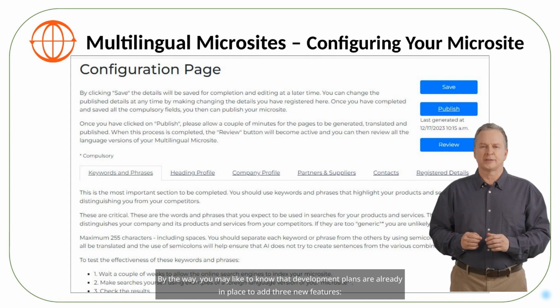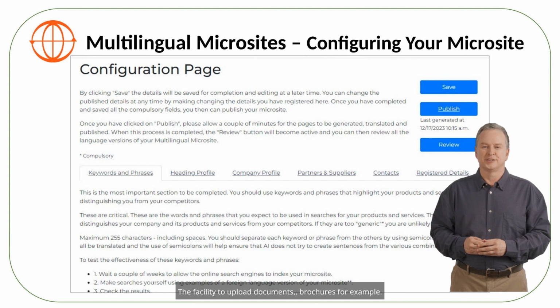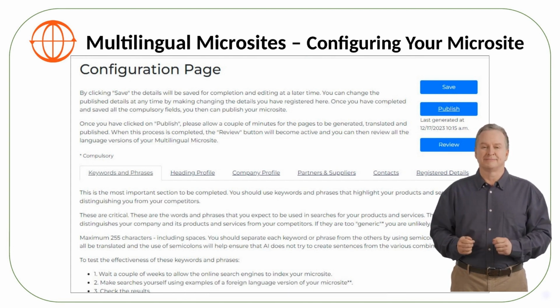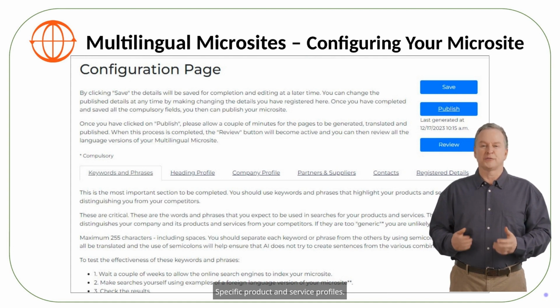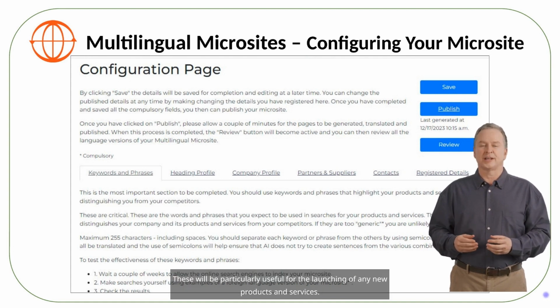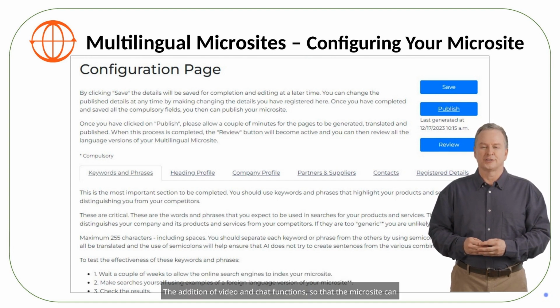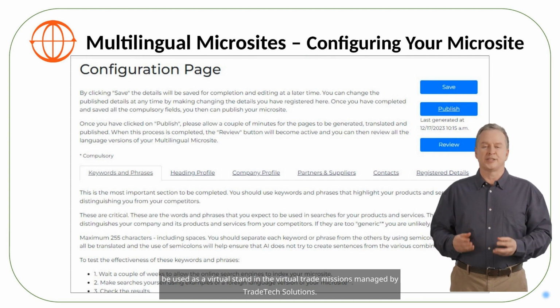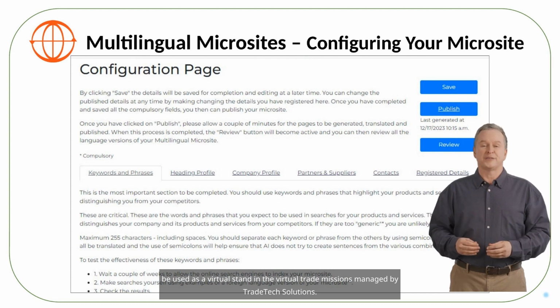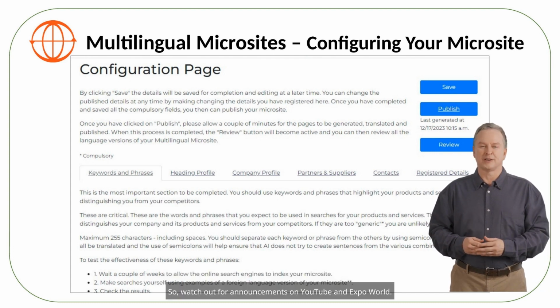By the way, you may like to know that development plans are already in place to add 3 new features. The facility to upload documents, brochures for example. Specific product and service profiles. These will be particularly useful for the launching of any new products and services. The addition of video and chat functions so that the microsite can be used as a virtual stand in the virtual trade missions managed by Trade Tech Solutions. So, watch out for announcements on YouTube and Expo World.